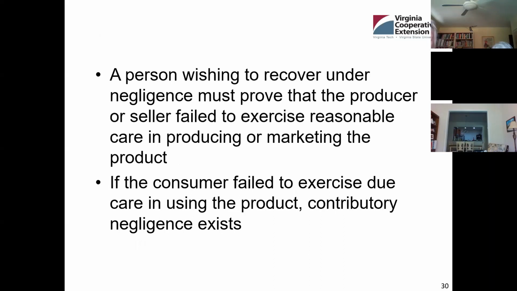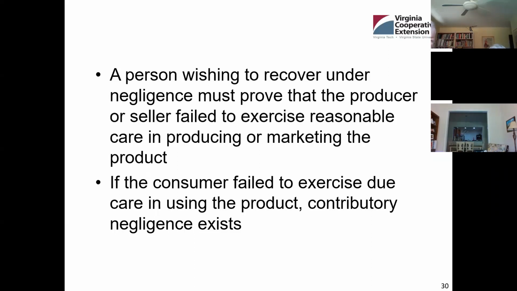A person wishing to recover under negligence must prove that the producer or seller failed to exercise reasonable care in producing or marketing the product. So we would need to find out why were these tomatoes contaminated, right? Was it from the fact that they didn't have adequate cleaning conditions? They weren't following safety protocols.